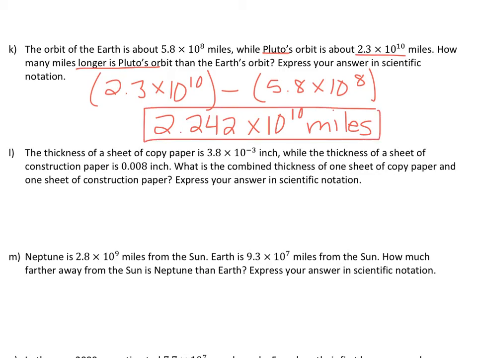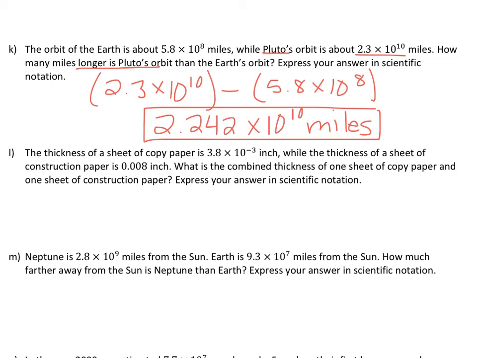Letter L. The thickness of a sheet of copy paper is 3.8 times 10 to the negative 3 inch, while the thickness of a sheet of construction paper is 0.008 or 8/100 inch. What is the combined thickness of one sheet of copy paper and one sheet of construction paper? Express your answer in scientific notation.